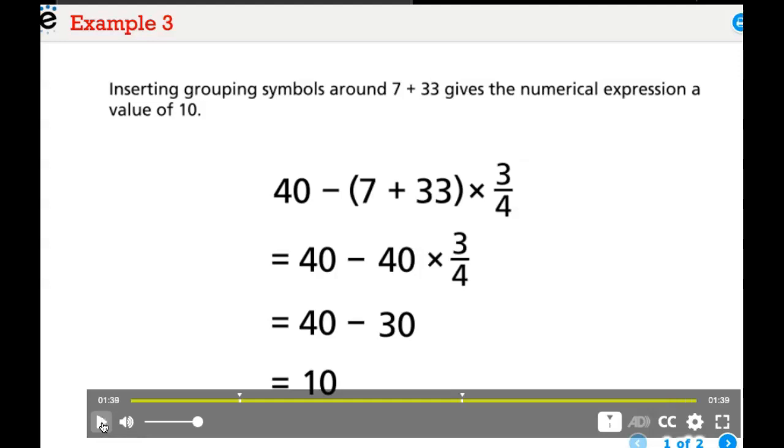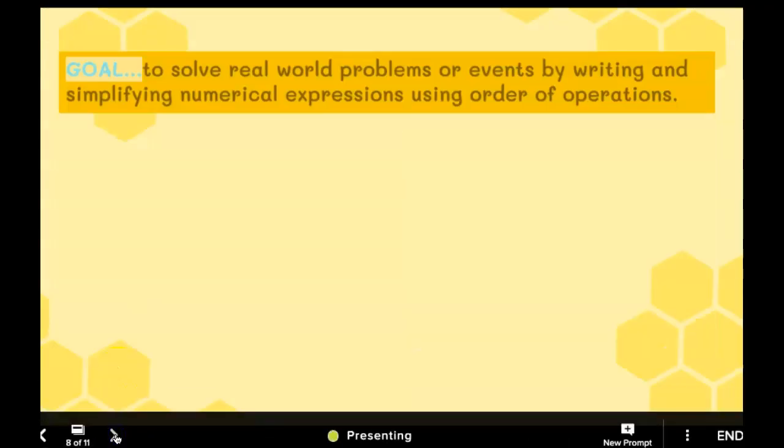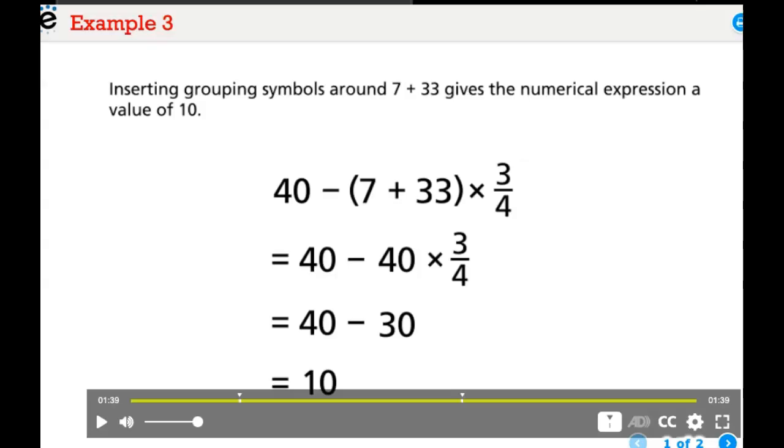So why do you think the parenthesis is important? What does it tell us? What does the parenthesis tell us this time? Anybody? What does the parenthesis tell you in this problem, Alana? How come others are not sharing? Go ahead, Alana. The parentheses tell you that you have to do 7 plus 33 first before you do anything else. Okay. And like if you didn't have the parentheses in any of them, it'd be a completely different answer.